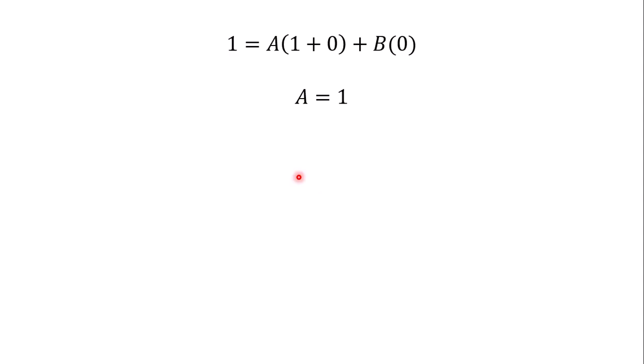Now let's look at b. What else can we do? What number can we also use? From the original equation, 1 is equal to a into bracket 1 plus u plus Bu, and then we just replace u with 0, and then we had the value for A. So what else can we do?